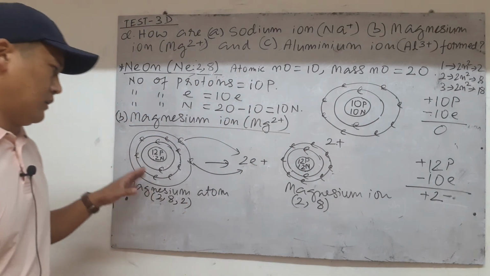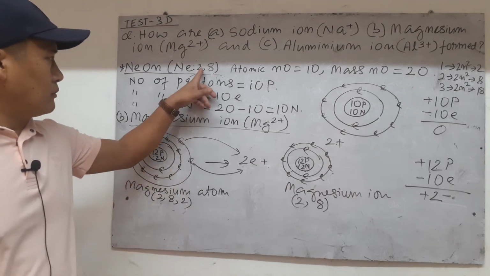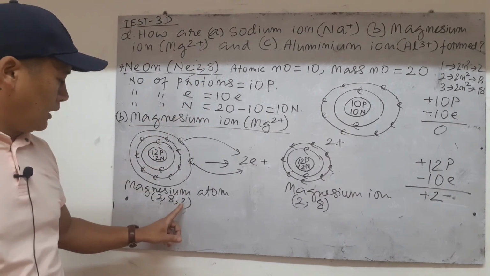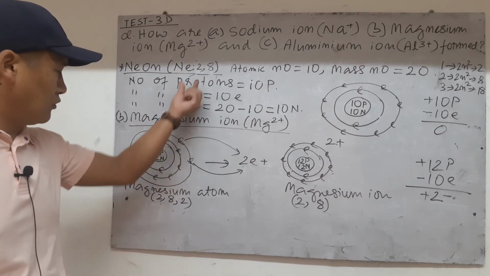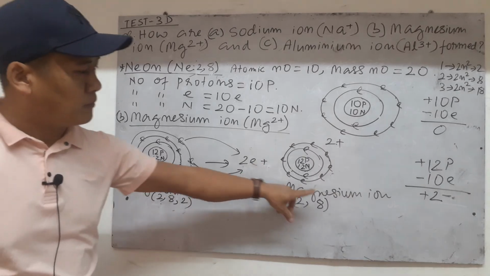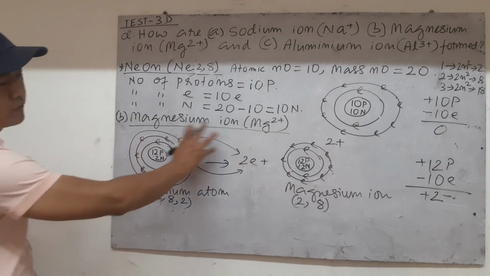So in other words, in its tendency to acquire the electronic arrangement of neon, which is the noble gas, it has to lose these 2, then become 2, 8 electron arrangement like neon. So it will lose the 2 electrons and form the magnesium ion. So that's how the magnesium ion is formed. So this is the structural form.